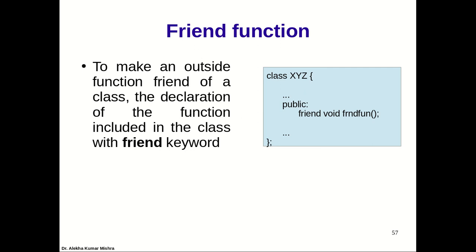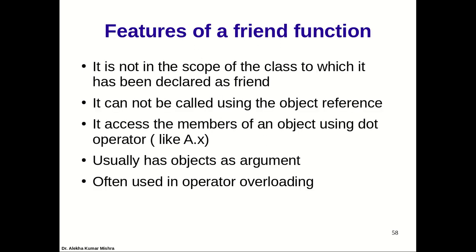That is also possible. So maybe it doesn't matter what it is, but once it becomes a friend of this class, it can access the private data members and is also allowed to update them. So what are the features? It is not in the scope of the class to which it has been declared as a friend. Definitely, it's not in the class, it's somewhere outside.